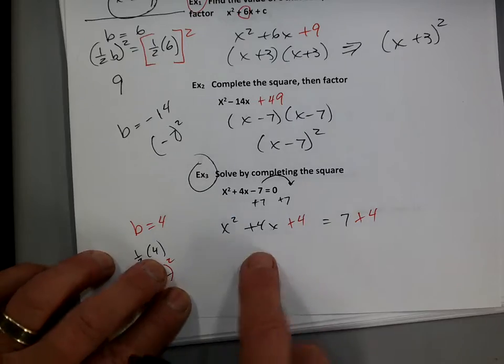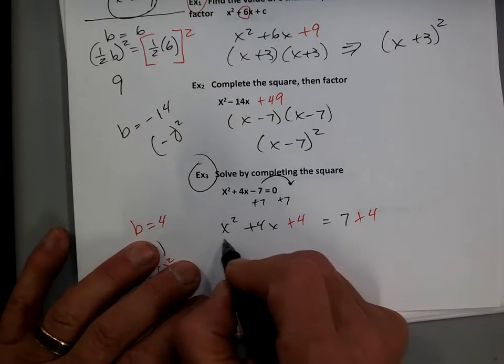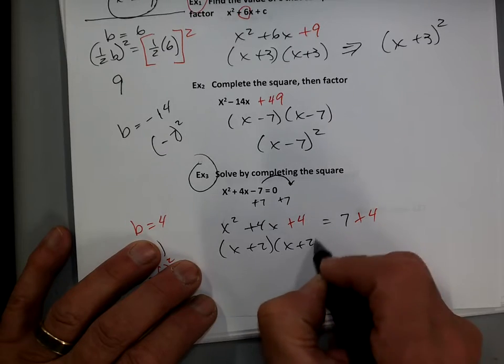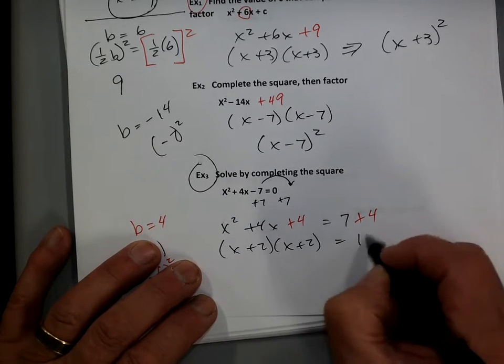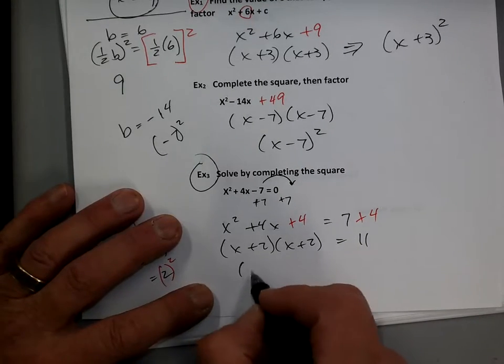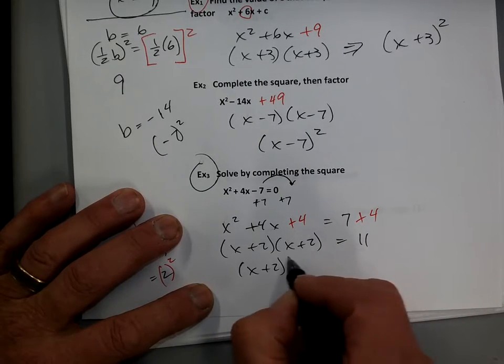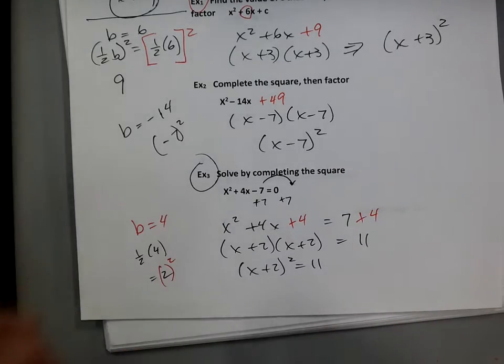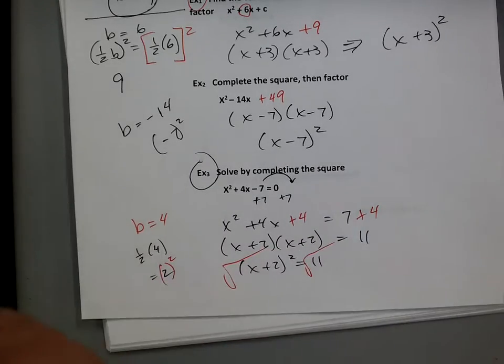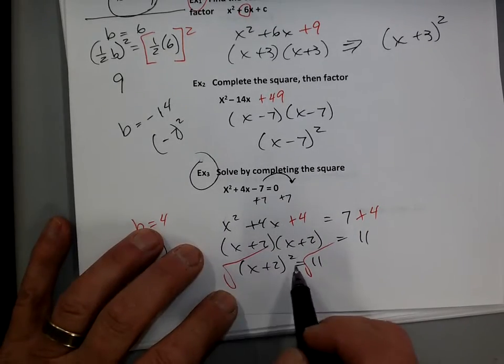Well, I'm going to factor this. I'm going to go, okay, x plus 2 equals, well, that's 11. Okay? And then I can rewrite that as an x plus 2 quantity squared equals 11. Okay? And now I'm going to solve. Well, that's what we did yesterday.